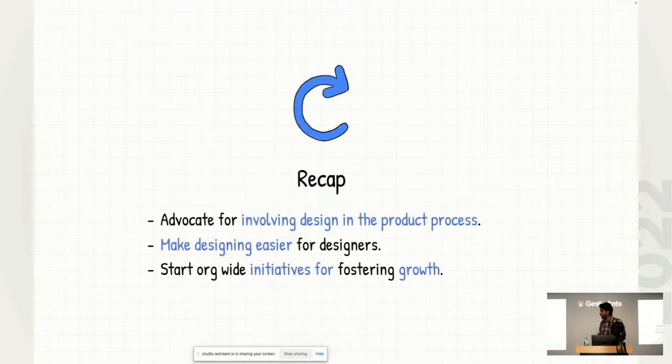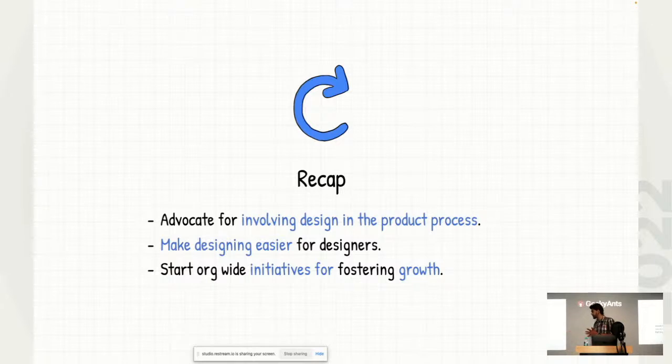So just to recap all the three main points we talked about, the first is, of course, you need to advocate for involving design in the product process. We talked about different ways you can do that, the different ways in which you can see the whole product teams working. You can change it to a shelf-like approach. The second one is ensuring that if you're optimizing a process, you need to make designing easier for designers. Designing shouldn't be tough by any chance. If you're introducing auto layout, if you're introducing more complex practices, you need to ensure that there is some way in which you can automate it and your team members should find it easier.